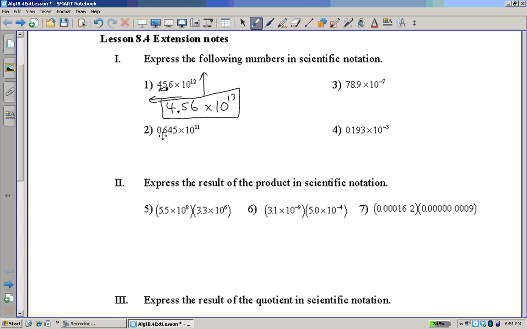Okay, again, here we've got a digit to the left of the decimal place, excuse me. But we need one non-zero digit to the left of the decimal place. So we're actually going to move this decimal, which is right here, one place to the right, which means this exponent is going to go down. So this is 6 and 45 hundredths times 10 to the 10th.